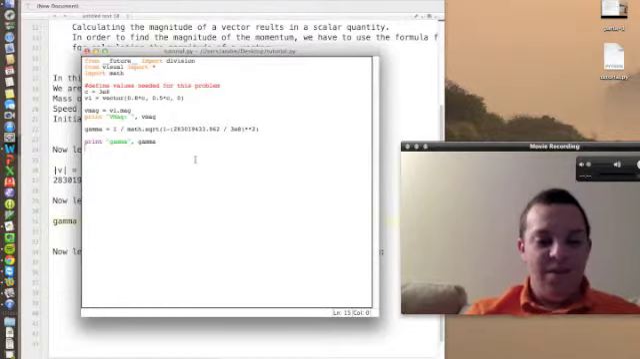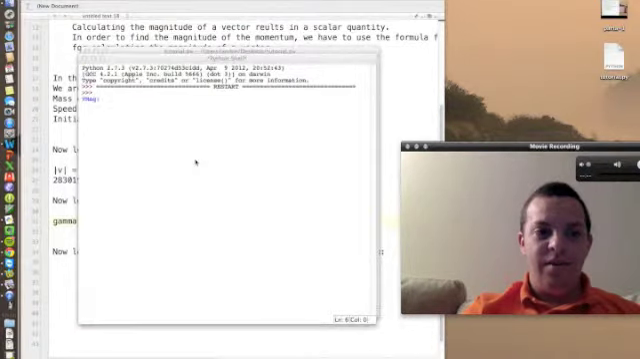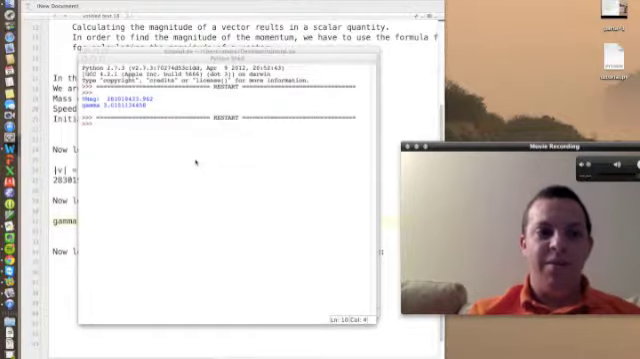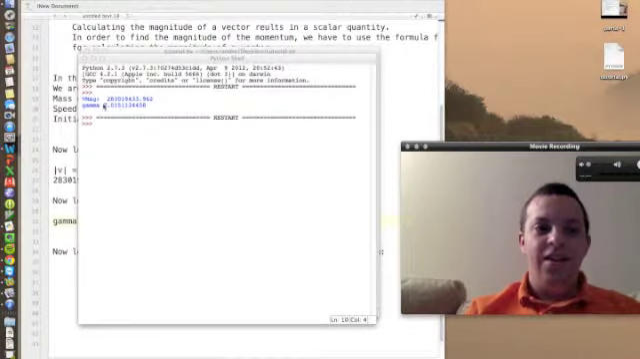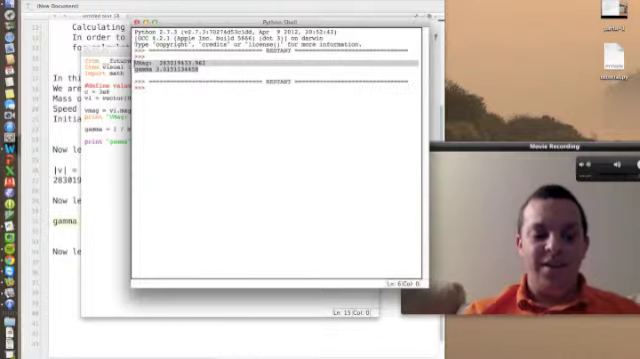But now we have gamma, we fixed it all, so let's run this program real quick. So I run it, and we see that gamma is 3.015. Okay, so now that we have the magnitude of our velocity and we have gamma, we are pretty much all set to finish solving this problem.